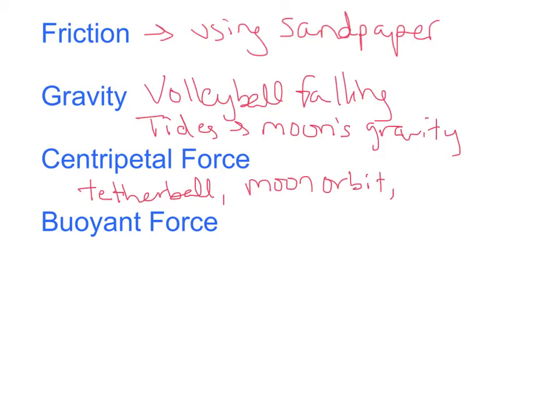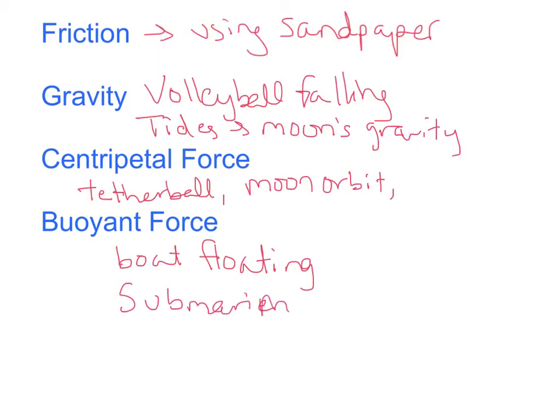Buoyant force. Depends. If the buoyant force is greater than the weight of an object, you could have a boat floating. So things float because of a buoyant force. Actually, I've got that L in there. I almost missed it. Or things sink because the buoyant force wasn't big enough. So a submarine uses buoyancy to actually rise and to sink. It's pretty cool. I misspelled submarine. It's okay. You can understand.